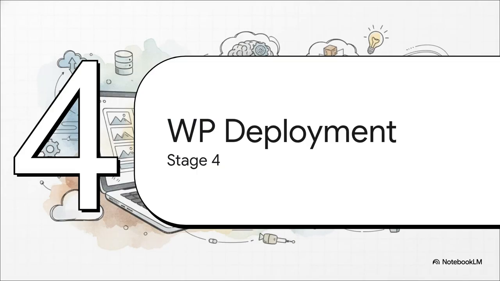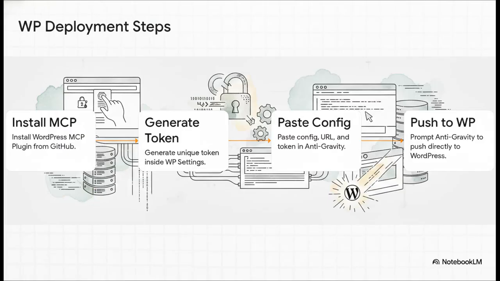And the final piece of the puzzle, stage 4, WordPress deployment. Okay, here is the crucial setup for getting this live. Step 1, you grab the WordPress MCP plugin from GitHub and install it. Step 2, jump into your WordPress settings and generate a unique token. Step 3, head right back over to Anti-Gravity and paste in a simple config file along with your site URL and that token. Finally, step 4, just prompt Anti-Gravity to push. The connection locks in and the site transfers over instantly.